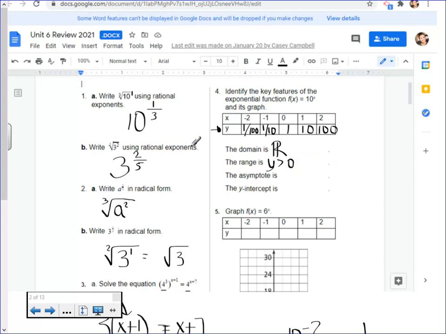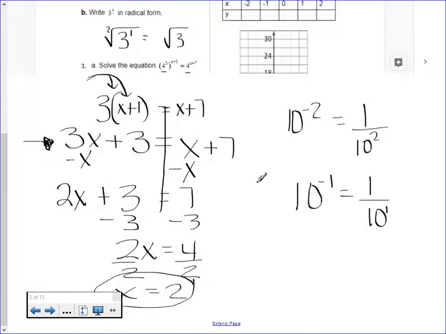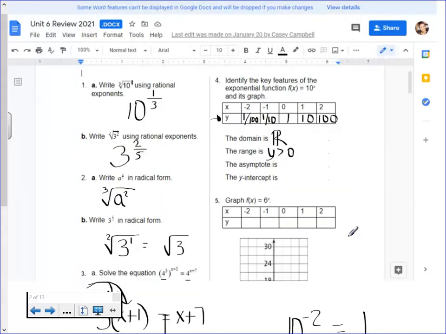We kind of did one like this not too long ago. Even if I went down and did 10 to the negative third power, it's going to be 1 over 10 to the third. You're just getting smaller and smaller fractions, but you're never going to hit 0. That's what an asymptote means. It's never going to touch 0. So the asymptote is y equals 0. That is the line that's like your x-axis right here on a coordinate plane.